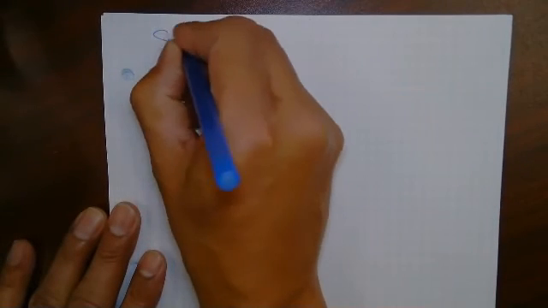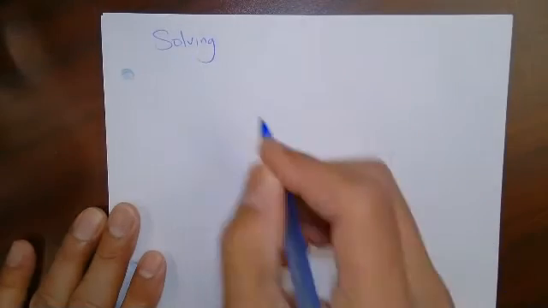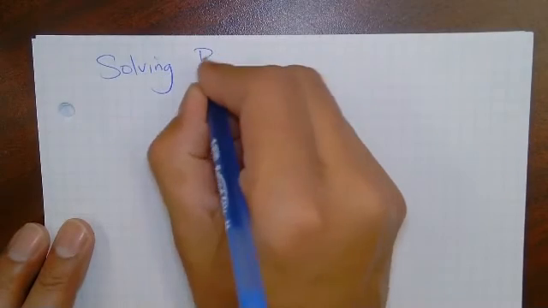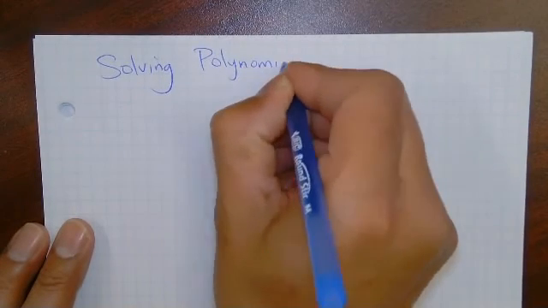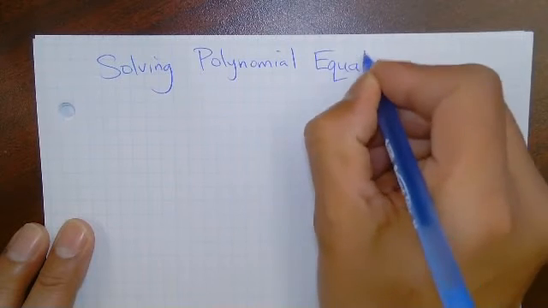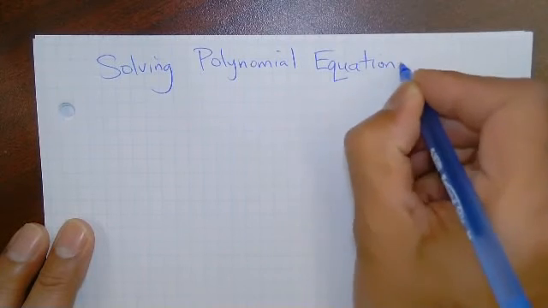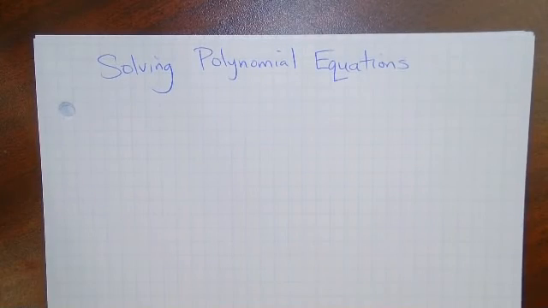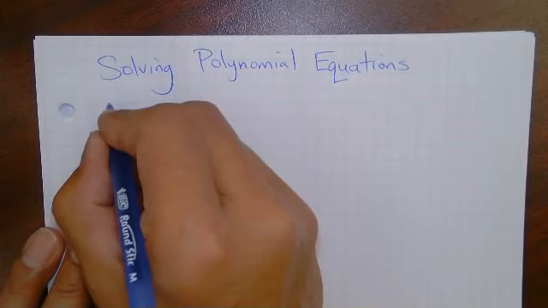Okay, here we go. Solving polynomials, solving, right? Because now solving means you're going to get answers. Solving these polynomial equations, right? Because they're polynomials, and the equation part is the equal sign, right? Solving polynomial equations in factored form.